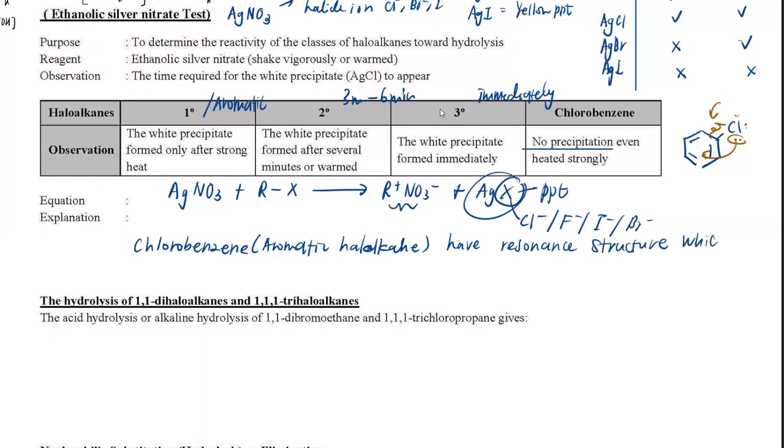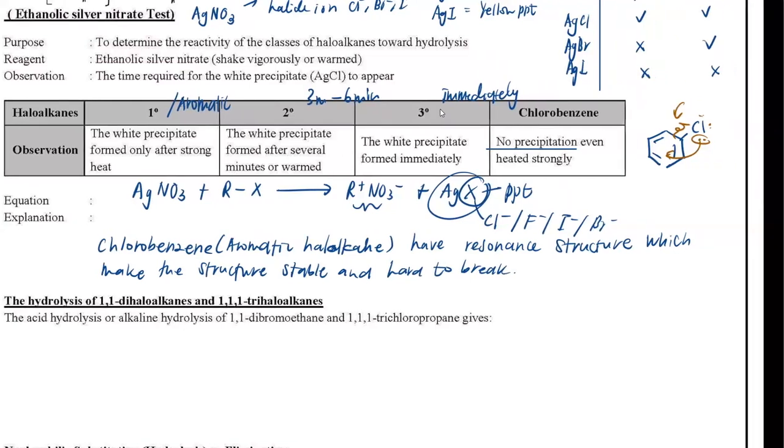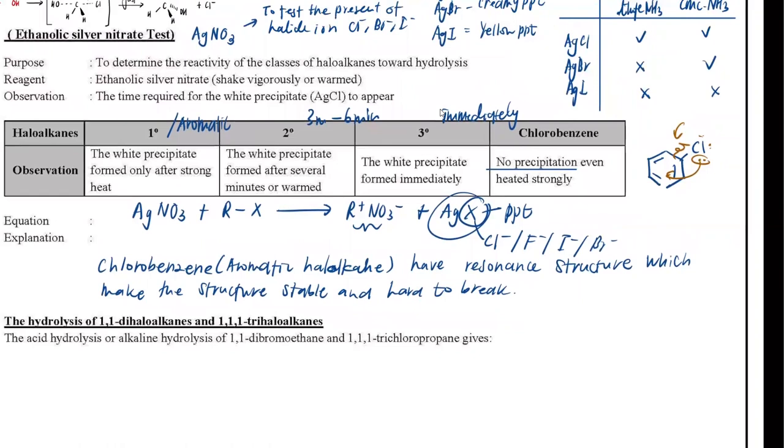Okay, which makes the structure stable and hard to break. So that's why the reactivities of chlorobenzenes or other aromatic haloalkanes are relatively very stable, with a hard-to-break bond. So usually we don't form any precipitate. Even if you add highly concentrated silver nitrate into the test tube which contains chlorobenzene, it won't give you any precipitation.